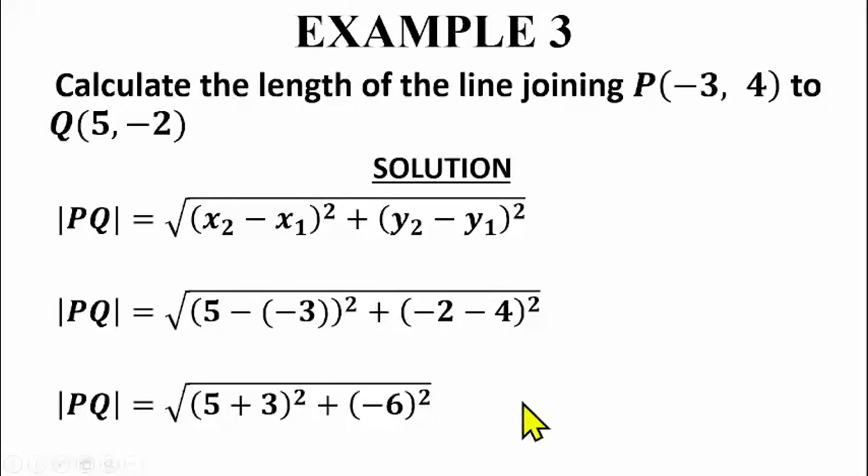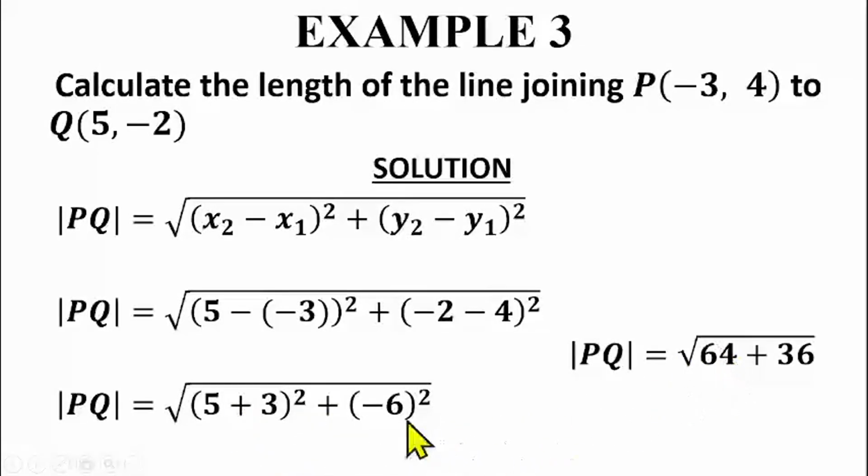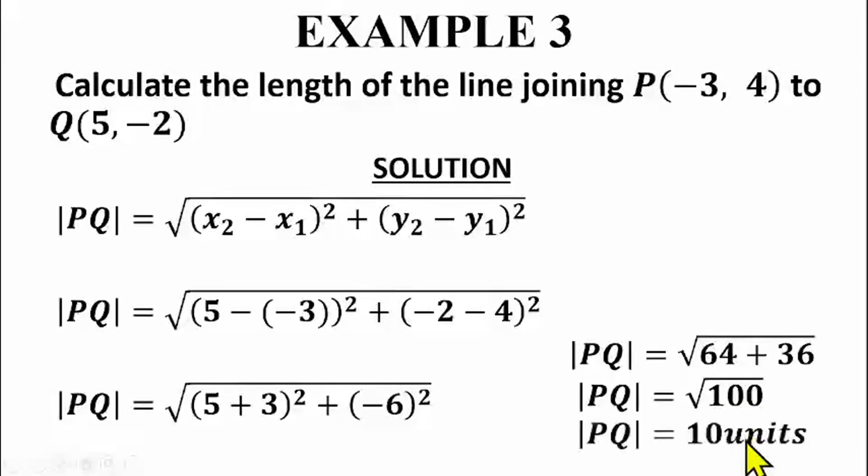If you simplify that further, 8 squared will give us 64. Then minus 6 squared will give us 36, because minus 6 times minus 6 will give us a plus 36. So 64 plus 36 gives us 100. So you have the square root of 100, and that gives us 10 units.